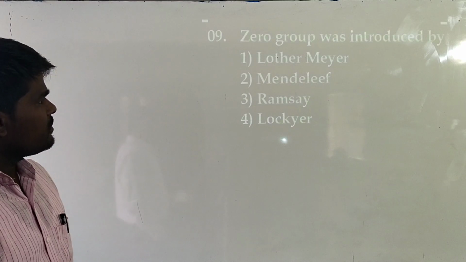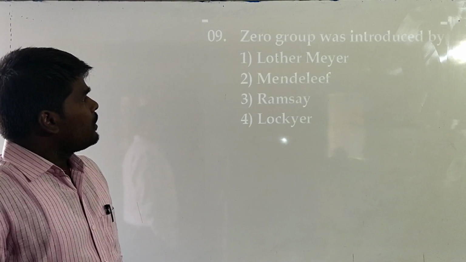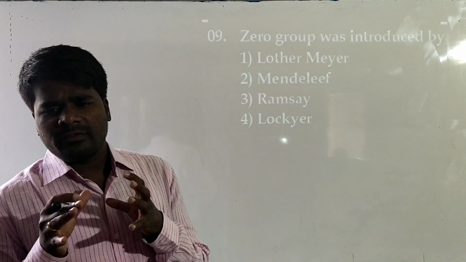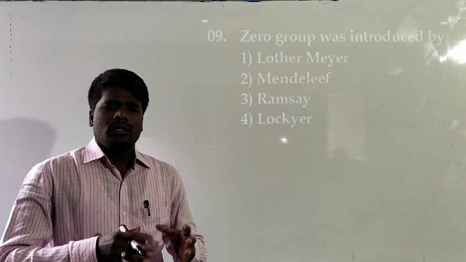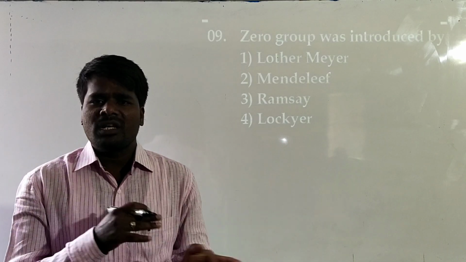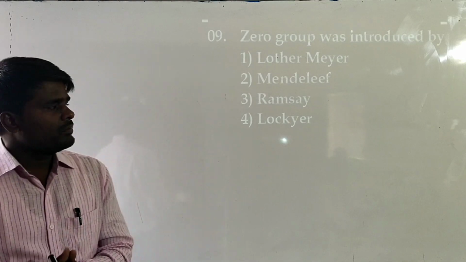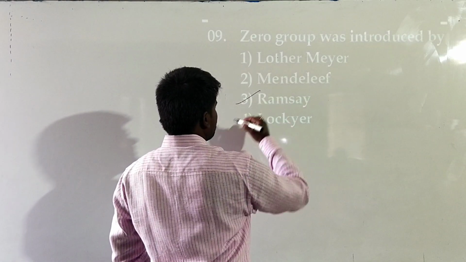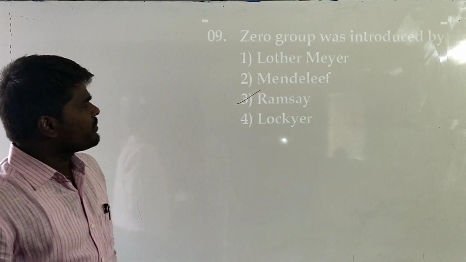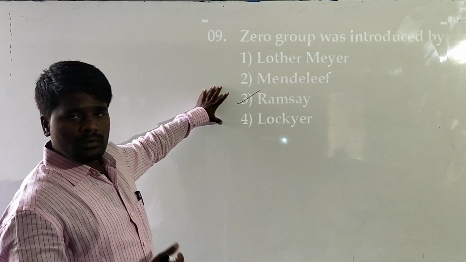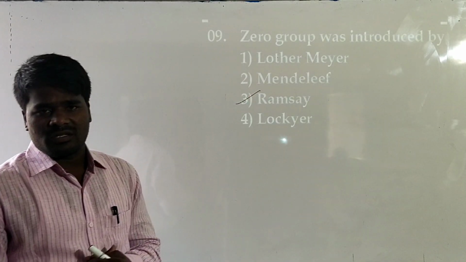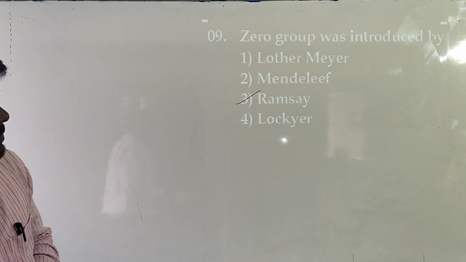Here comes our next question. What is the question? Zero group was introduced by. We know that in the original Mendeleev periodic table, there are no zero groups. Zero group was not included. It was introduced later by a scientist called Ramsay. There were 2 scientists, and in the options we have only one, that is Ramsay. Right? This zero group of elements was introduced in the Mendeleev periodic table by Ramsay. Right?